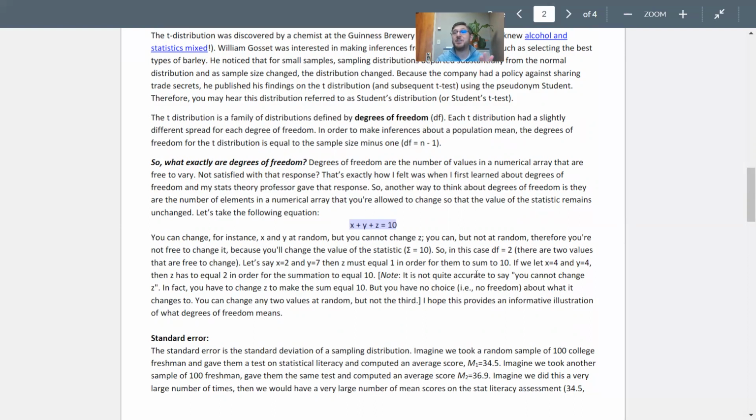So in this case, we would say we have 2 degrees of freedom. Two of these values, x and y, are free to vary. They can be anything they want, but z would have to remain fixed in order for the sum to equal 10. So if we let x equal 4 and y equal 4, then z has to equal 2 in order for them to add up to equal 10. That's an illustration of what we mean by degrees of freedom. It's the number of values that are allowed to vary so that you can get back to that fixed value, that sum that you're interested in.